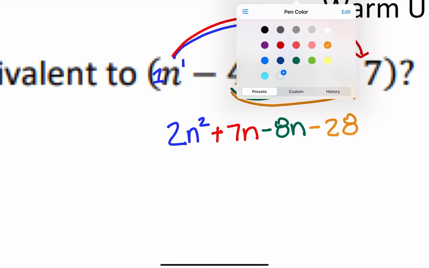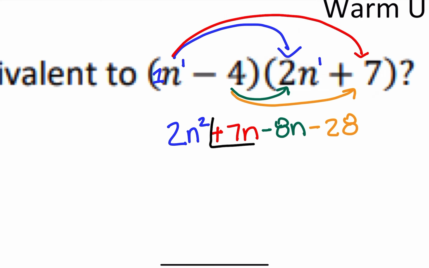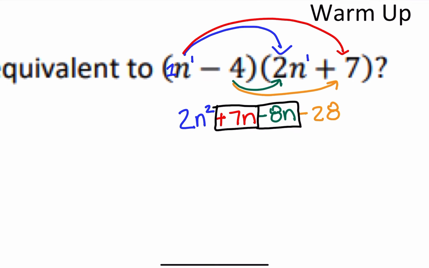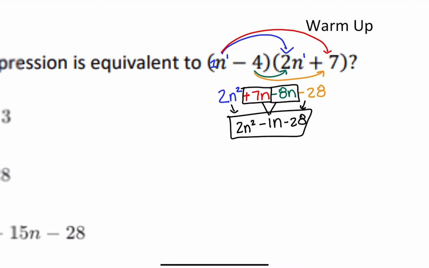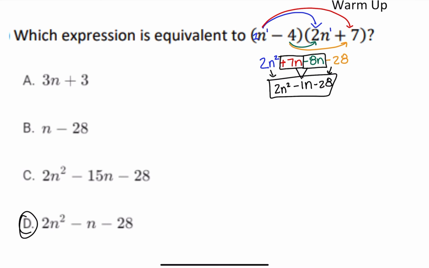Then your second step is to combine like terms. I can combine 7n because it has 1n, and 8n because it has 1n. Then you're going to come here, 7 minus 8 is going to be a -1n, and then you're going to drop down everything else that you didn't use. And that's going to be your final answer, and your answer is D.